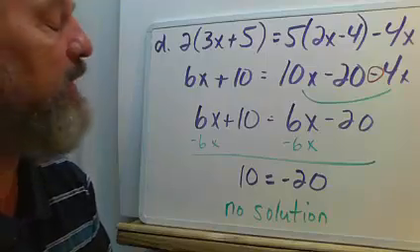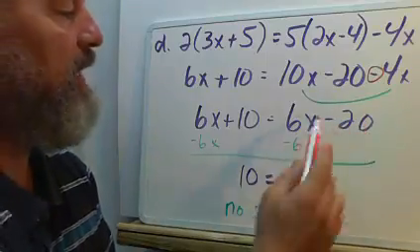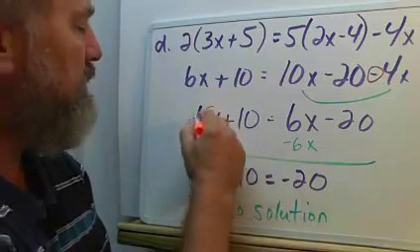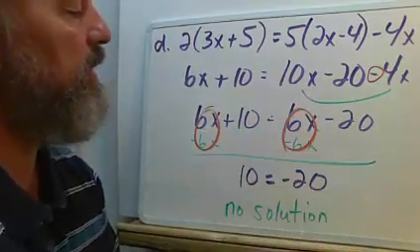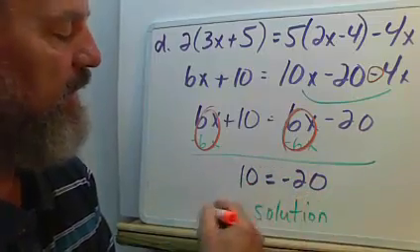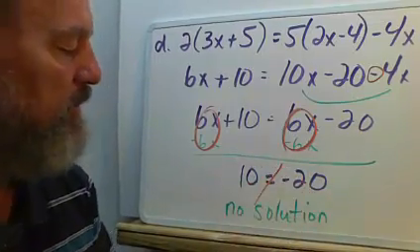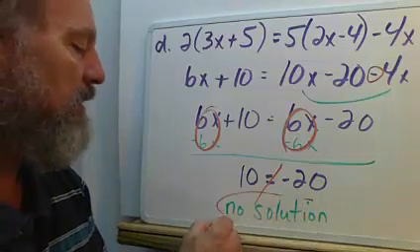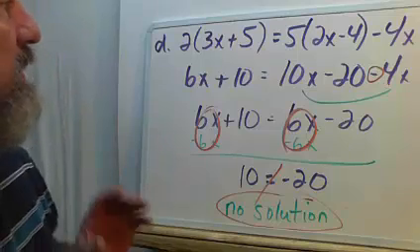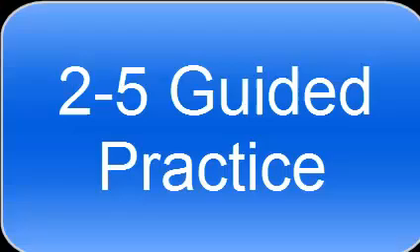Some of you will notice right away that we have a problem here, but let's go through the procedure. We subtract 6x from both sides. We have a zero pair here, a zero pair here, so we end up with 10 equals negative 20. That is not a correct statement. We change it, does not equal. Key here is to answer no solution, null set, empty set, all would be okay solutions.